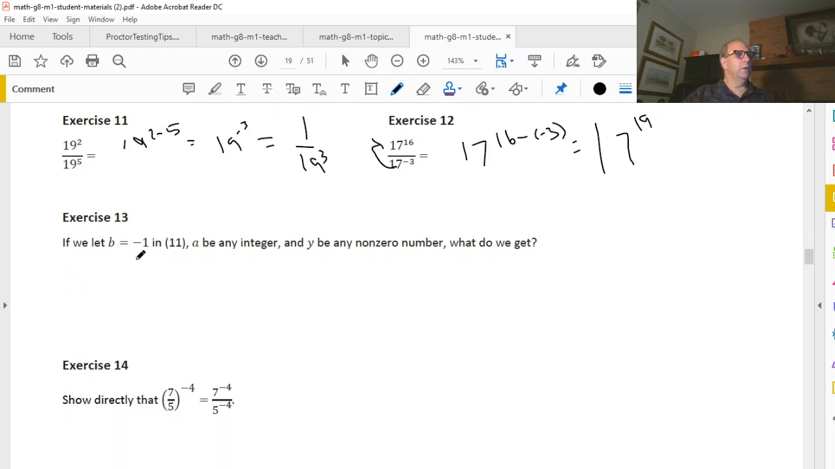If b is negative 1 in 11, so a is any integer and y is a non-zero number, what do we get? So b in 11, I don't even know what they're talking about there. I'm going to check the answer sheet, see if it's worth it.